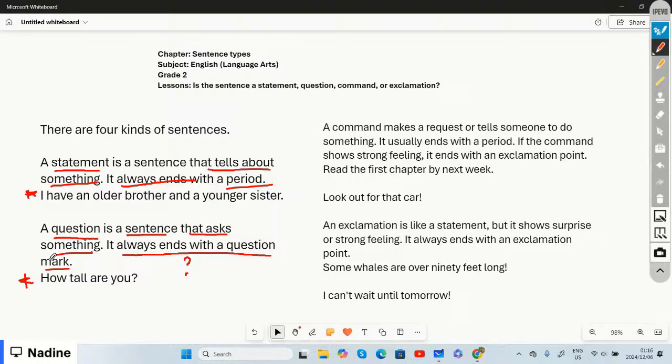So if I were to ask you, how old are you? Then it means that you would respond because I'm asking a question. If you were to ask me a question, I would respond because you're asking me a question, and it ends with a question mark.